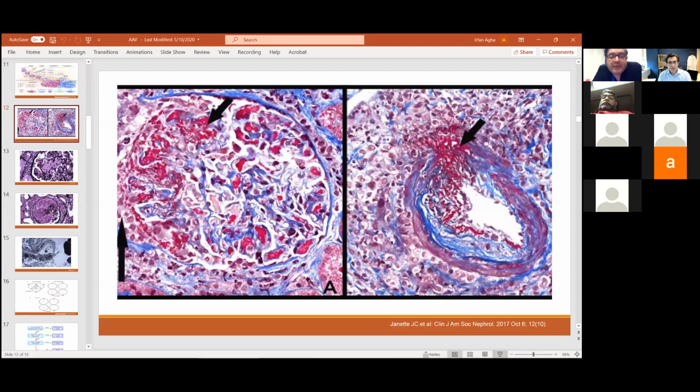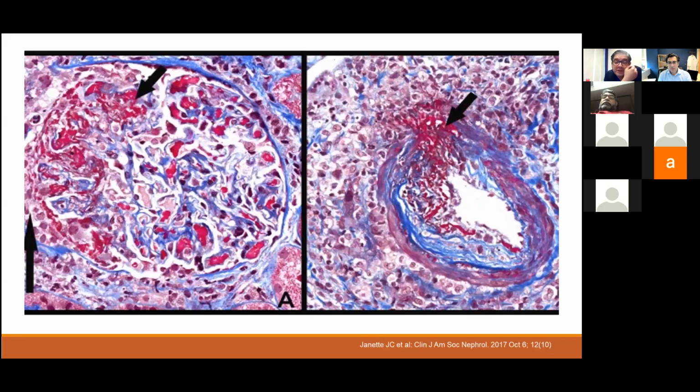Okay, so this is Masson's trichrome, and so blue is scar, and red that you see over here is all fibrinoid necrosis. So what you're looking at is this glomerulus over here, and this is a blood vessel. So what you're seeing here is this intense focal necrosis. So this is all fibrinoid necrosis, and I'll go into the pattern of that a little bit in the next slides. So this is what happens, and we'll go over how a crescent actually forms.